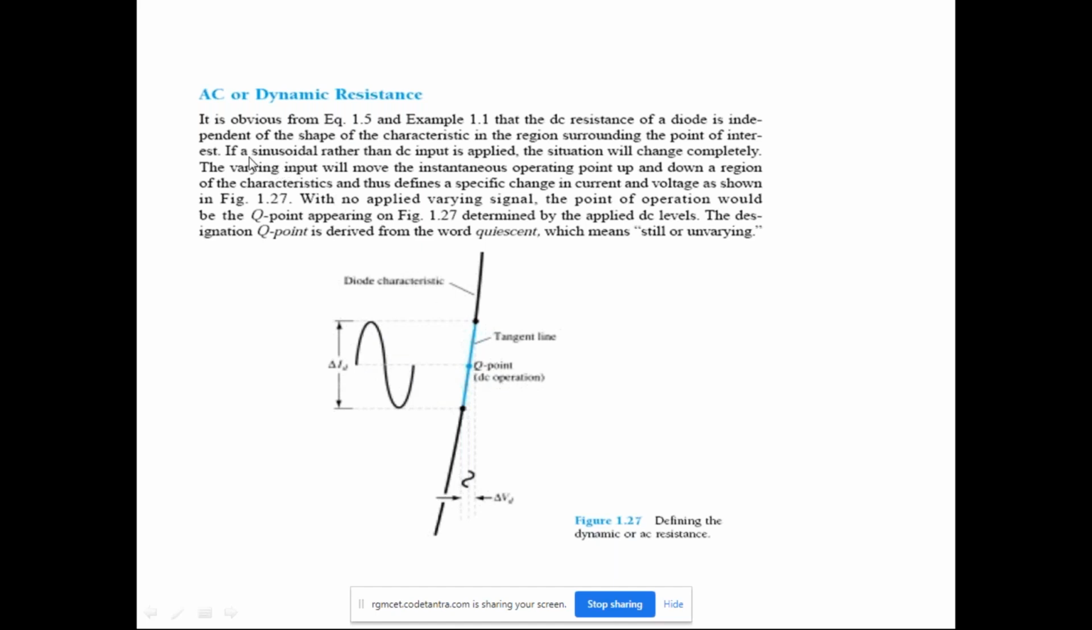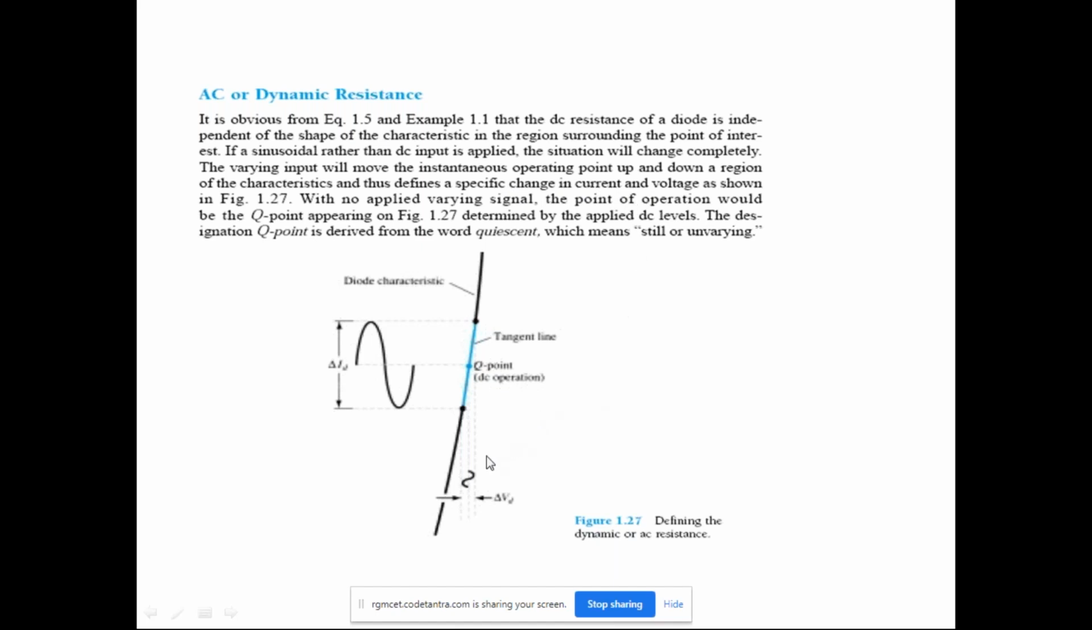Remember this one. Observe this sentence here. If a sinusoidal rather than DC input is applied, the situation will change completely. The varying input will move the instantaneous operating point, which continuously changes according to the sinusoidal signal, up and down a region of the characteristics, and thus defines a specific change in the current as well as voltage.